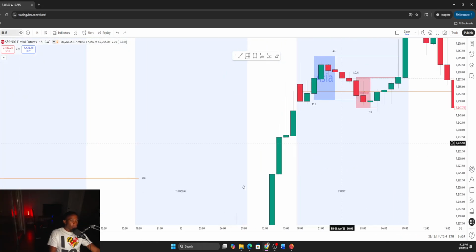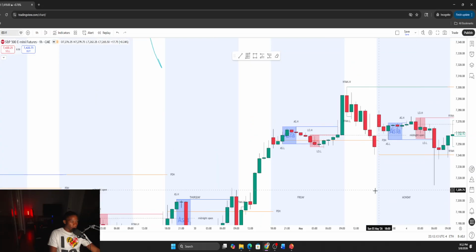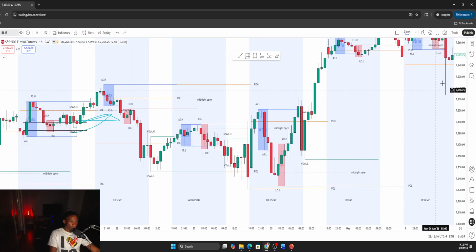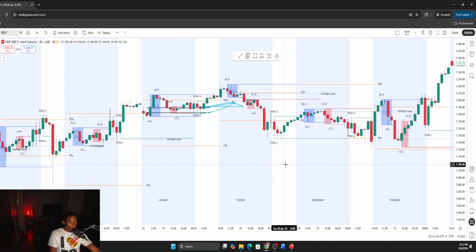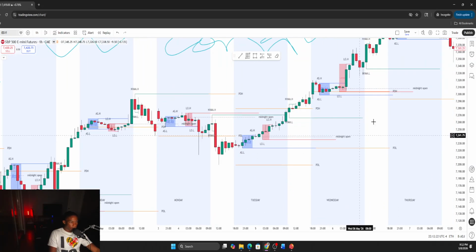Now, Judah swing. I want to show a Judah swing example because I have one from my trade on Tuesday, which I'm also going to play back for y'all. So where's Tuesday? That just came back.